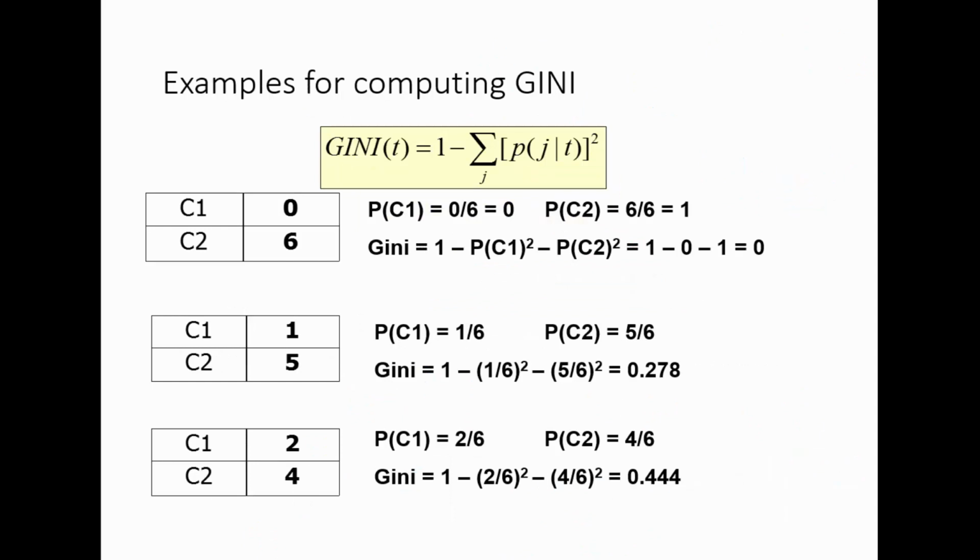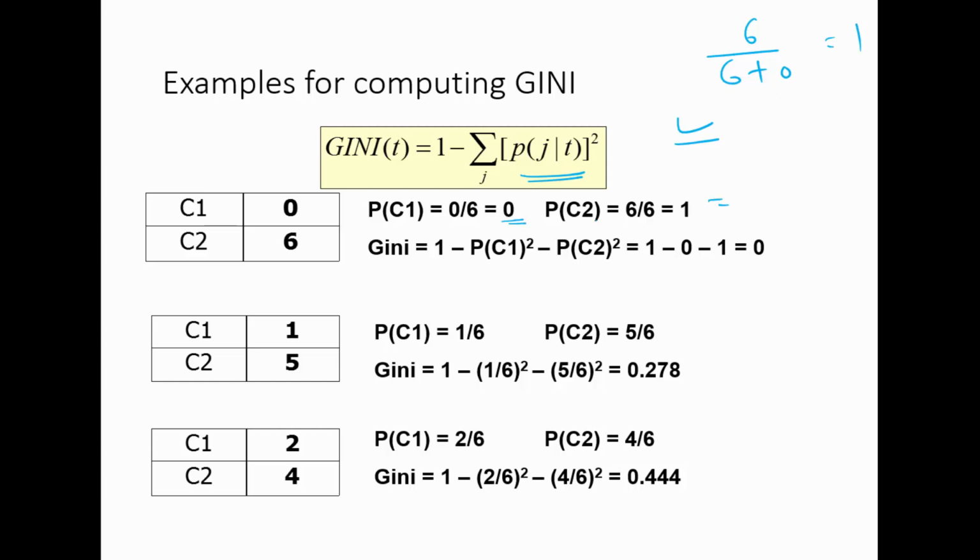So for an example of computation of Gini, we have got the formula, so you can use it. Here is the 0, 1, 1 case. So calculate the probability of C1, because there are different probabilities for different classes at a particular node. So this is node 1. 0 divided by 6 is just 0, and the probability of C2 is 6 by 6, because the total is 6. So that's 1, right? 6 by 6 is 1.